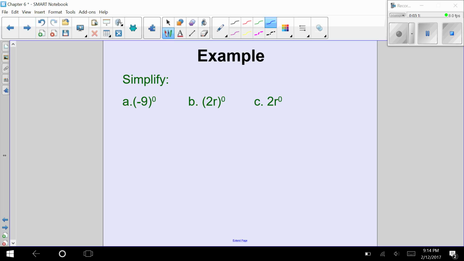All right, negative 9 to the 0 power is 1. 2r to the 0 power, the whole 2r is raised to the 0 power, so it is just 1. And 2 times r to the 0 power is going to give us 2, because r to the 0 power is 1, and then we have 2 times 1.